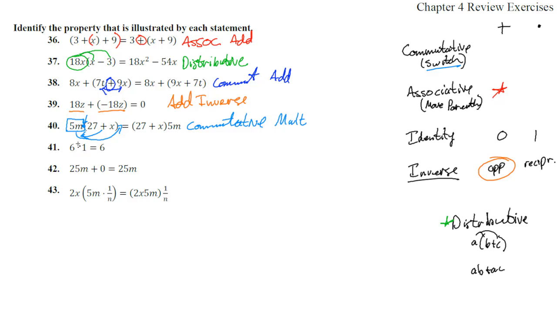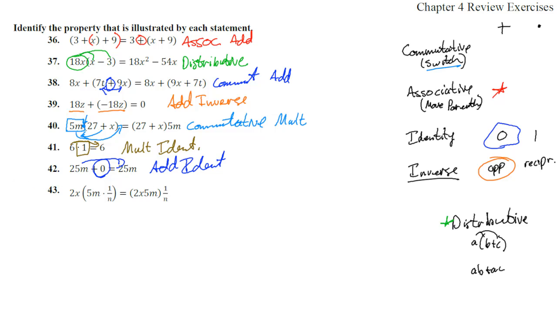6 times 1 equals 6. So they multiplied by something that didn't change its identity. Yeah, that was the multiplicative identity. Very similar thing happens right here. They are adding something that didn't change its identity. So they added something that allowed it to stay. Yeah, they multiplied by 1, added 0, and you can see that right there.